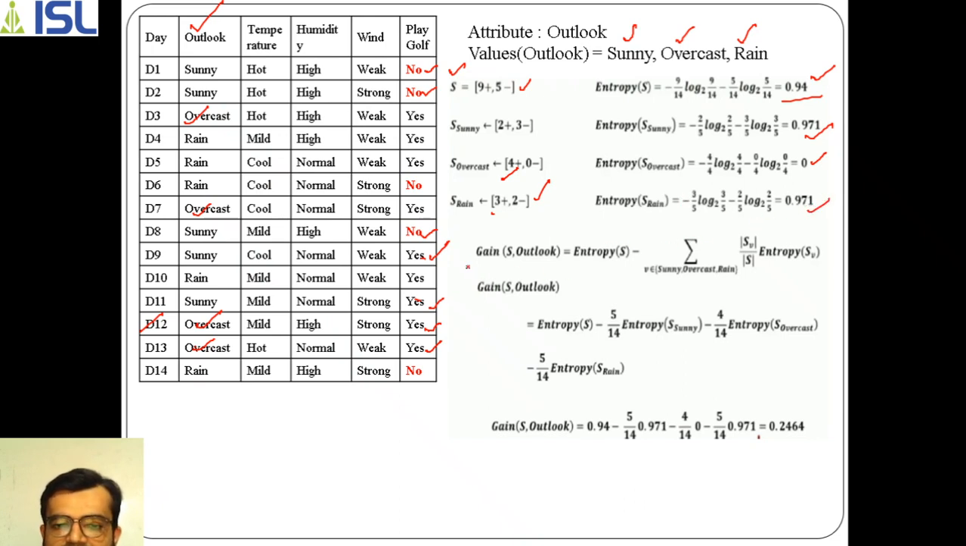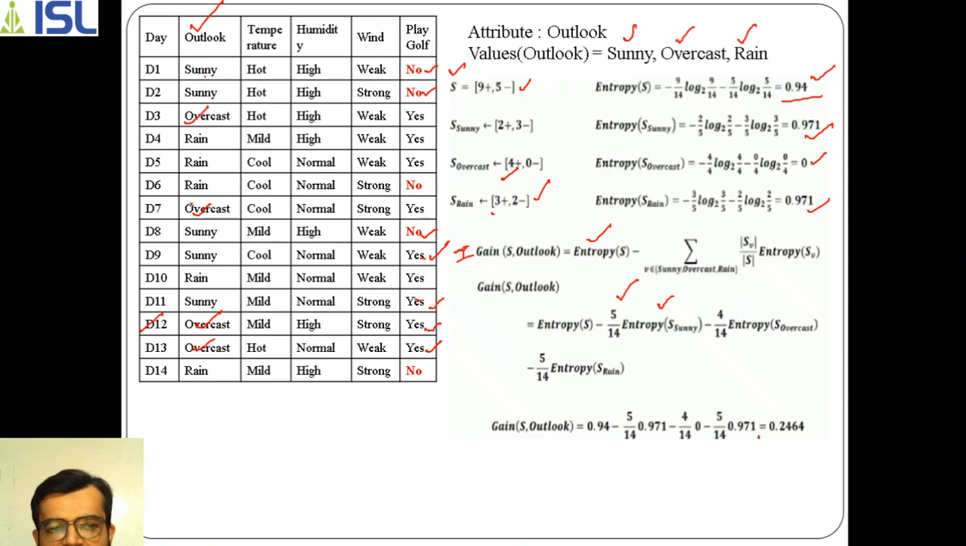Now how do we calculate the information gain? Information gain for outlook, how do we calculate it? By this formula: entropy of parent, which is 0.94, minus the probability of sunny, 5 by 14. Among these, how many sunnies are there? 1, 2, 3, 4, 5 sunnies among 14 samples, right? So 5 by 14 into entropy of sunny.